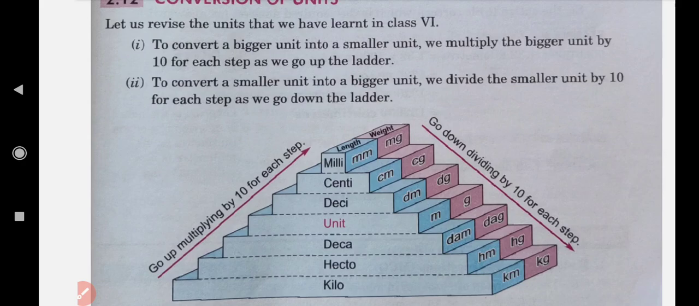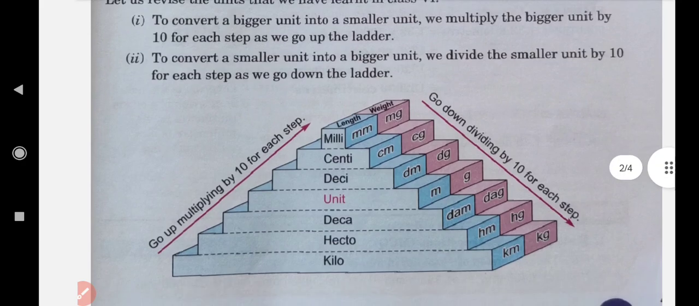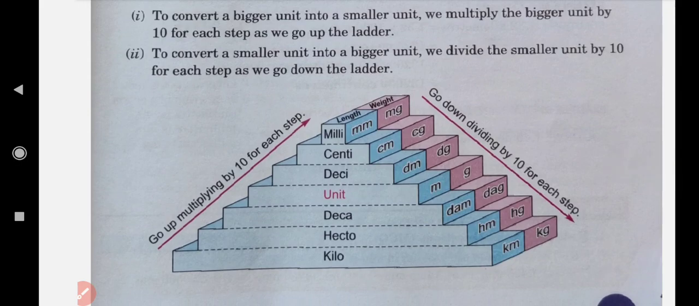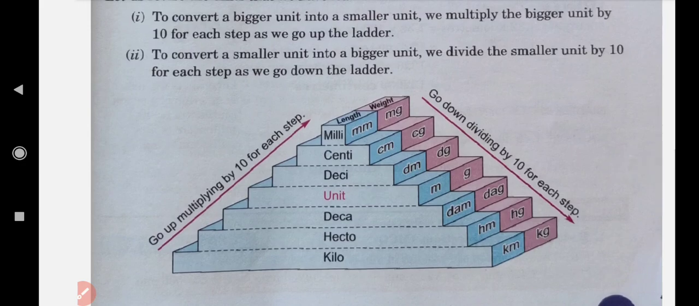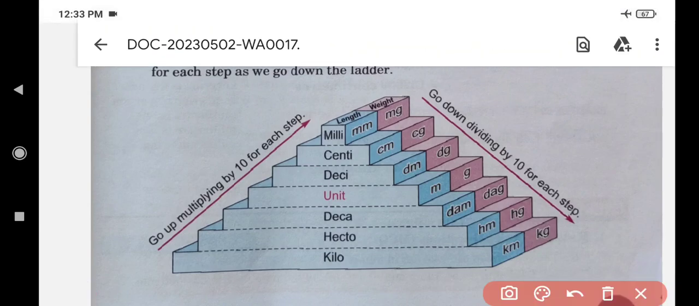For each step as we go up the ladder, it is given as one ladder. Then when we convert a smaller unit to a bigger unit, we divide by 10 for each step as we go down the ladder. Suppose this is a ladder. When we go up like this, we multiply by 10. When we come down, we divide by 10.